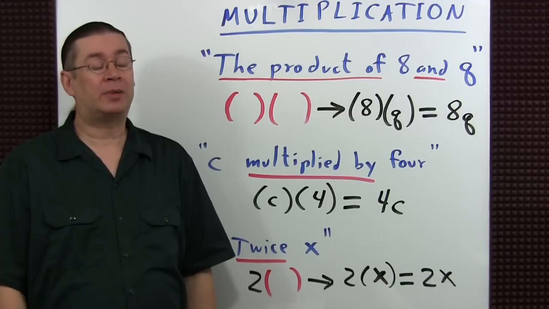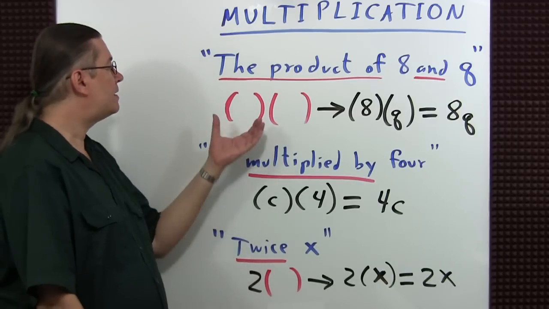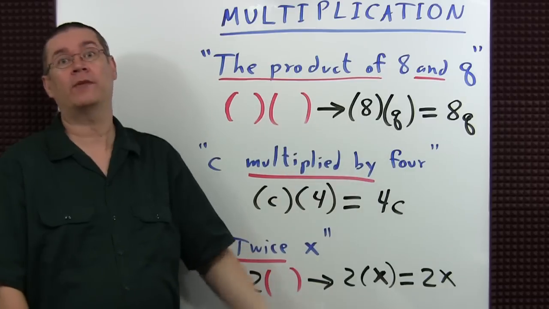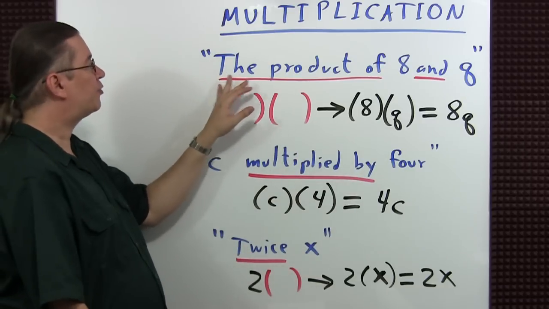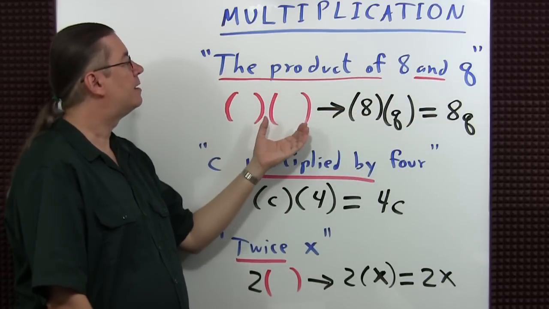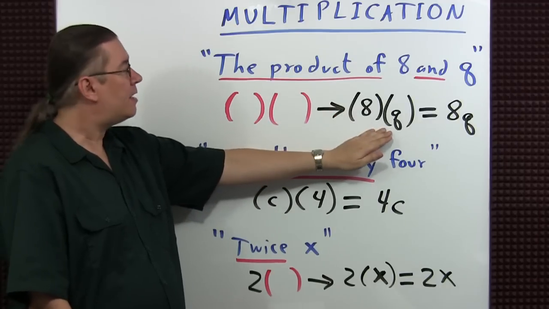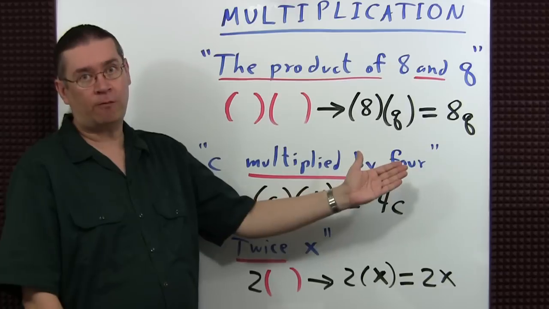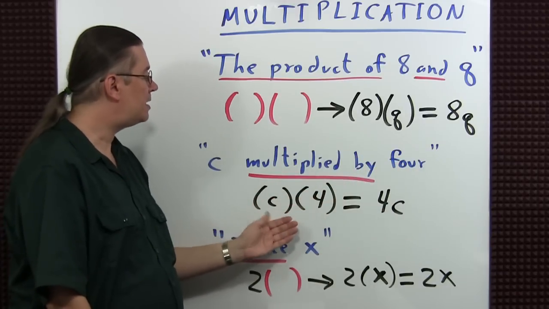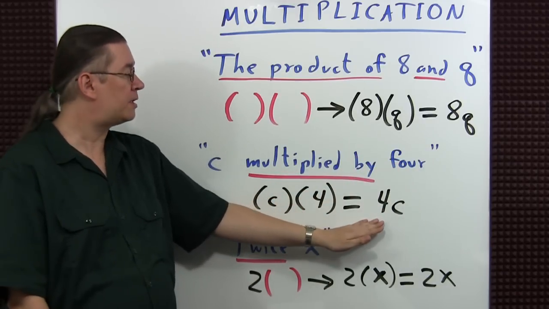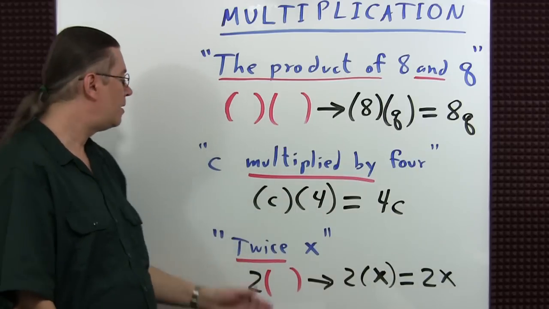With phrases that become multiplications, I recommend writing down sets of blank parentheses. They could be 2 sets or 3 sets and so on, depending on the wording of the problem. In this case, I have the product of 8 and q. Write down 2 sets of parentheses, fill them in. This is equal to 8q. C multiplied by 4. Write down 2 sets of parentheses, fill them in. This simplifies to 4c. You write down the coefficient before the variable.